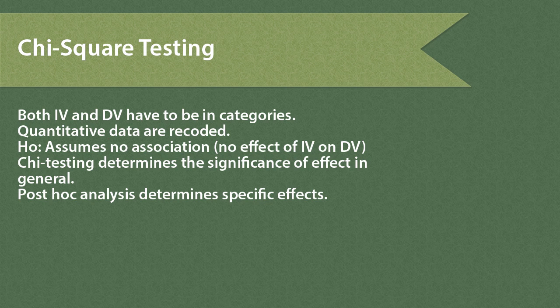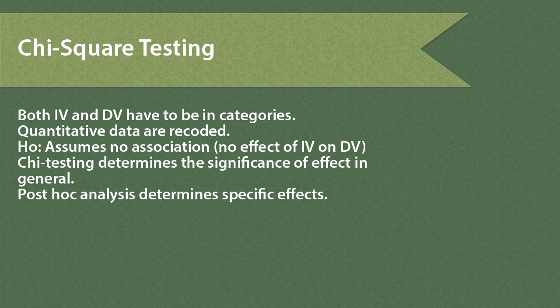The chi-square test of independence. We use the chi-square test of independence to test whether an independent variable has a statistically significant effect on a dependent variable. For the chi-square test, both the IV and DV have to be in categories. Quantitative data can be used, but those quantitative data are recoded categorically to suit our chi-square test.